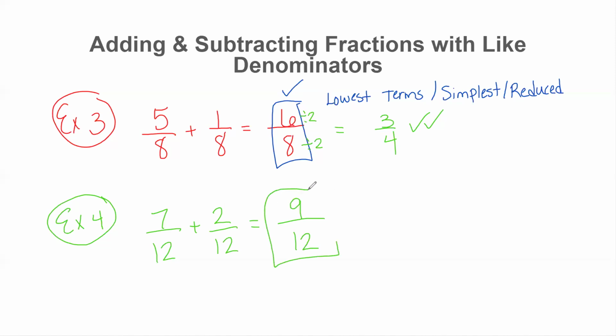And now this is correct. And sometimes you might just stop there. But again, generally in math, we're going to go ahead and put it in reduced or simplest or lowest terms. Both 9 and 12, we can divide by 3, or they have a greatest common factor of 3. 9 divided by 3 is 3. 12 divided by 3 is 4. This would be the best answer. All right, that is adding if you already have a common or a like denominator. Let's do some subtracting.